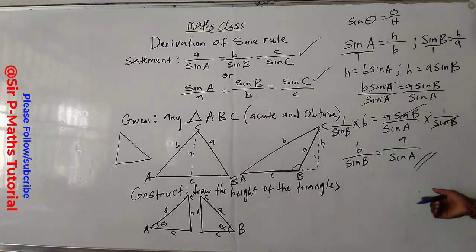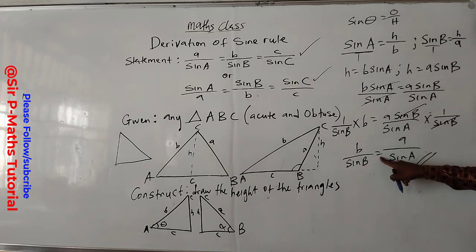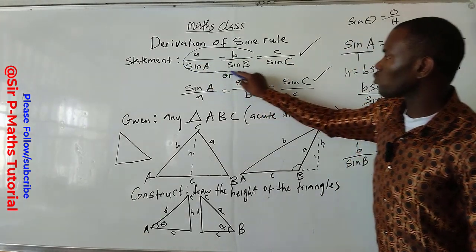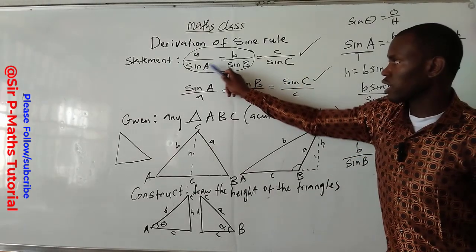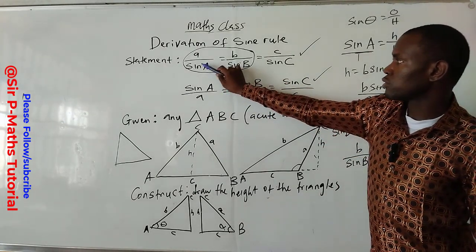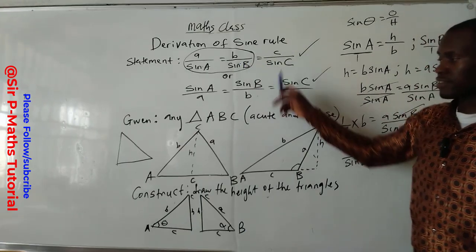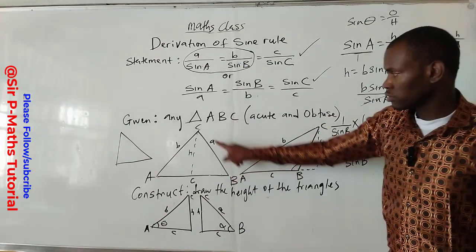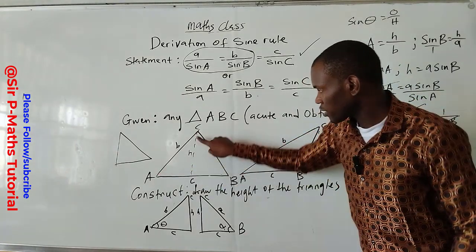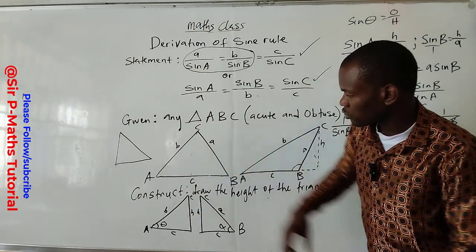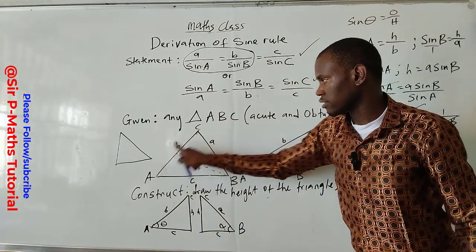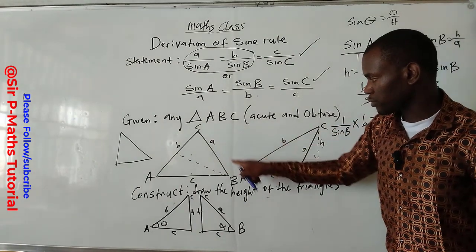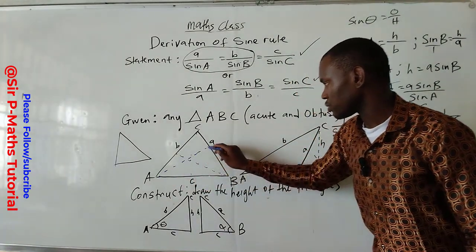We have been able to prove that b over sine b is equal to a over sine a. Alright, so we solved 2 at a go. 3 of them are in ratios, but we solved 2 at a go. We either solve a and b, or we solve a and c, or we solve for b and c at a time. If I want to solve for c, maybe a and c, instead of producing the height here, I'll produce the height from here, from b to this place. Then I'll now solve for a and c. If I want to solve for c and b, that means I'll produce the height from here to here.